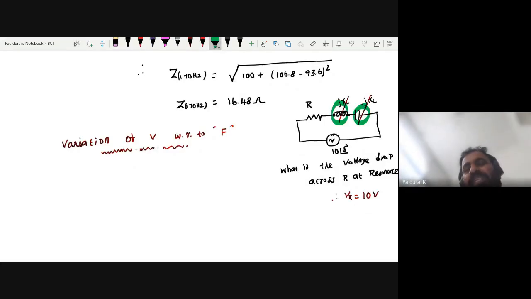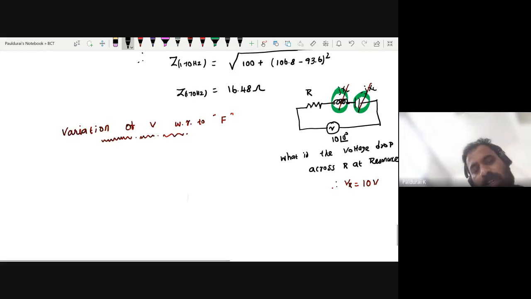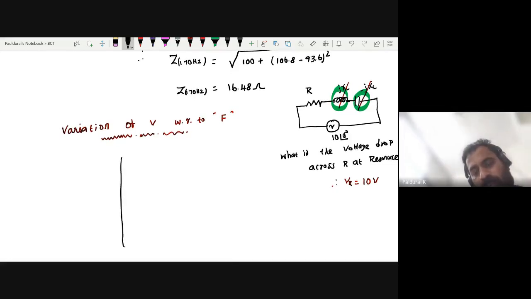But some voltage will be there, some lower reactance may be there, so some 0.5 volt or maybe 0.2 volt. So the full 10 volt will not appear here, it will be something like 9 volt or 9.5 volt. Okay, so now I am going to sketch.